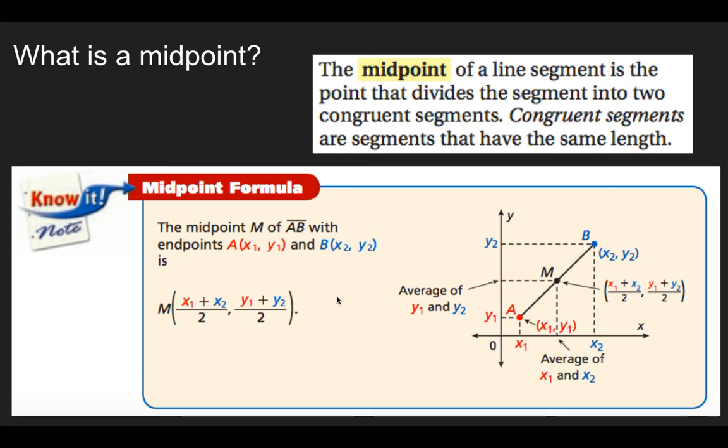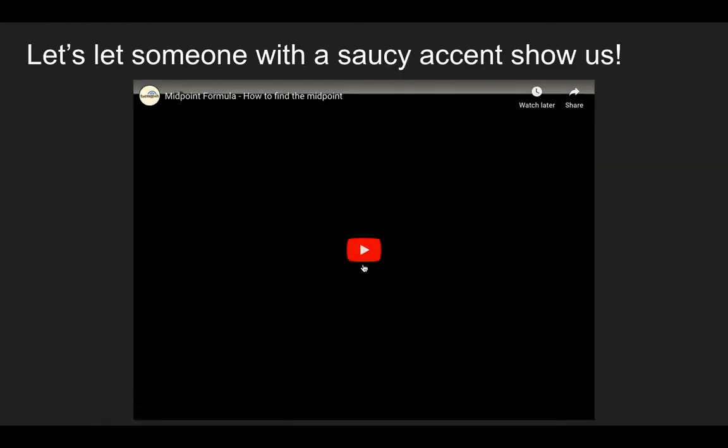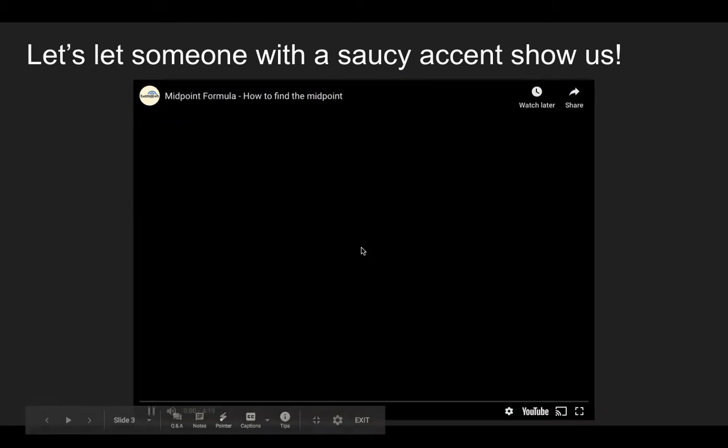So we've talked in the past about a formula for this. We've got a formula that says if we add up the x's and divide by 2, add up the y's and divide by 2, that will get me to the midpoint of a line segment. So let's let somebody with a saucy accent show us how to do this.